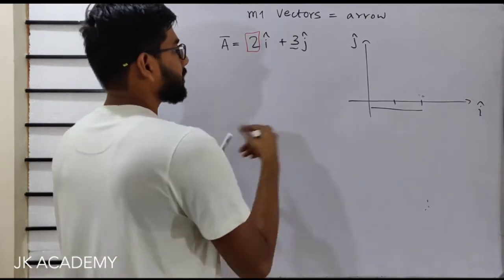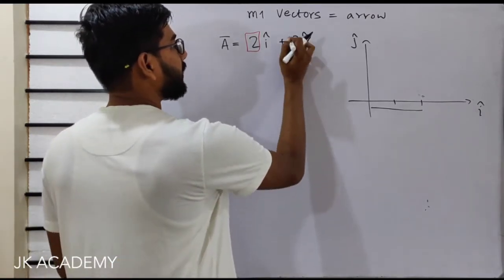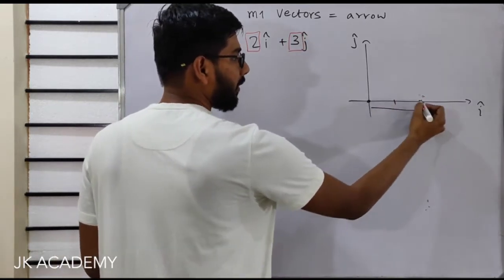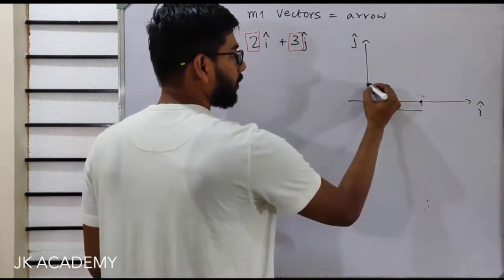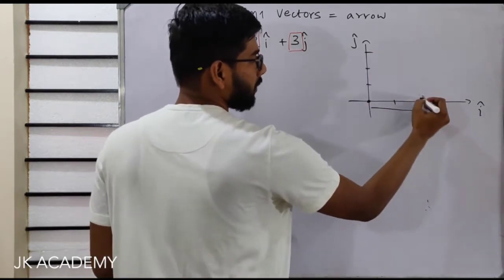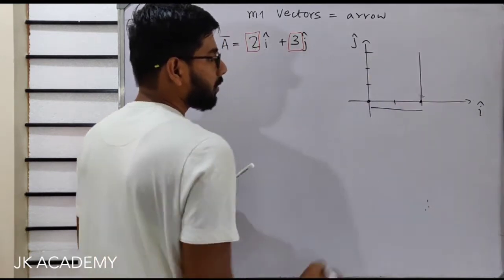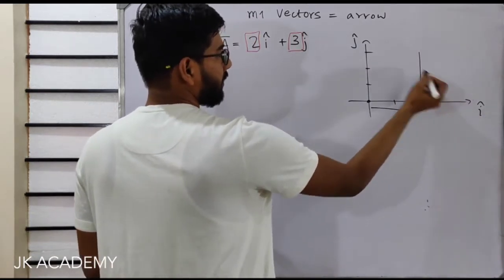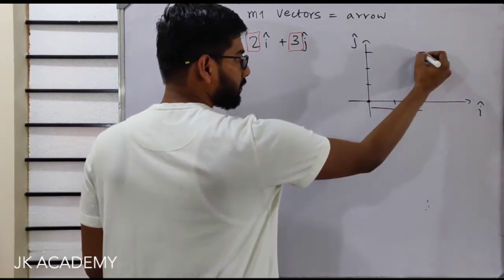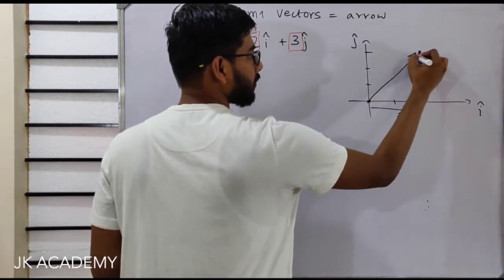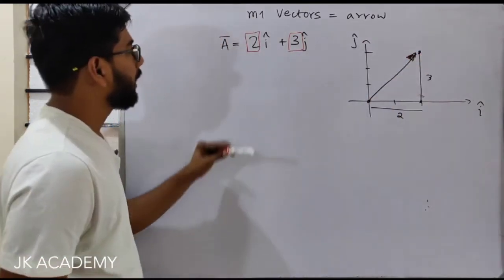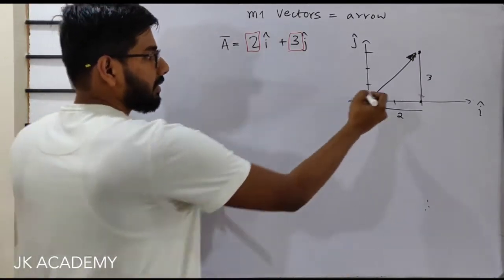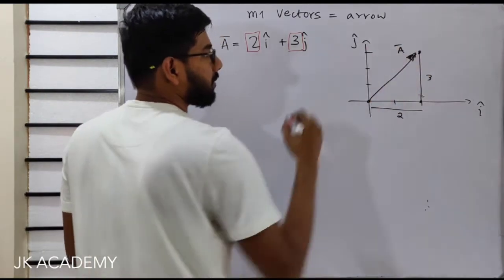Next, the number beside j is 3. From the origin I have traveled to this point. From this point, I'll go 1, 2, 3 up. So now this is 2, this is 3, so it is 2i plus 3j. So what will I get? a bar is equal to 2i plus 3j is this arrow. This arrow is a bar.